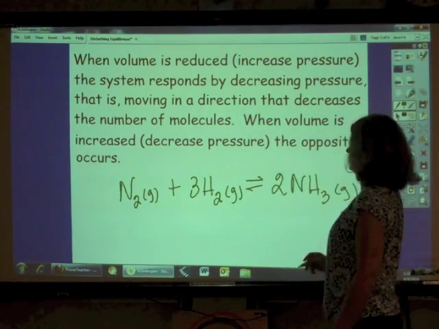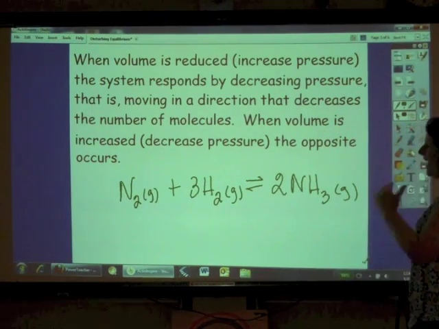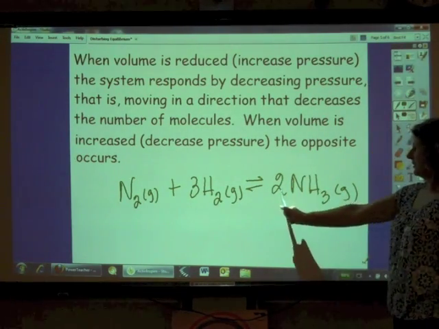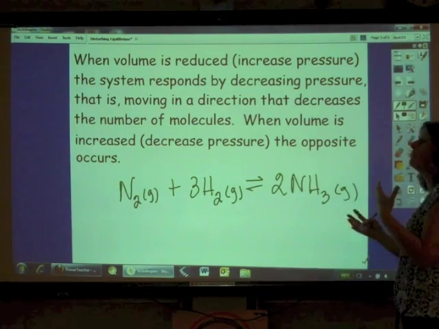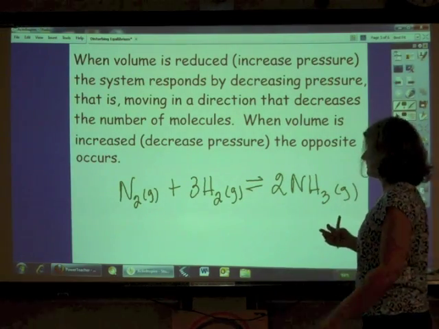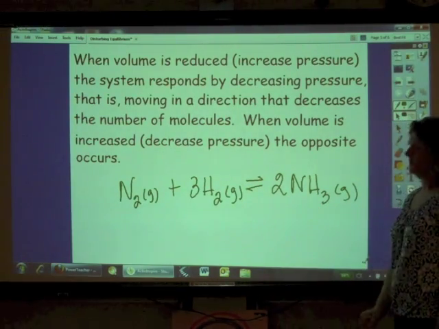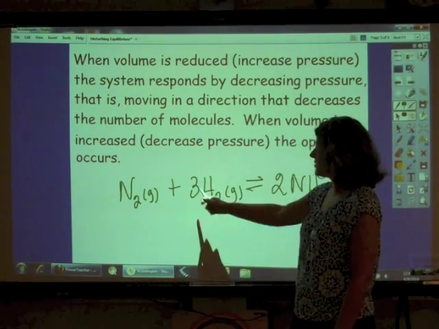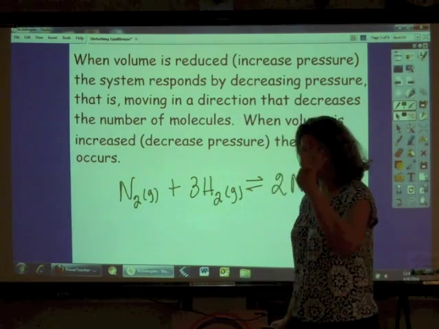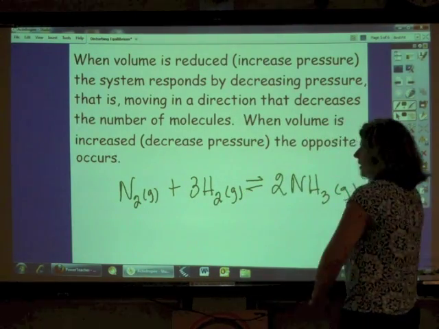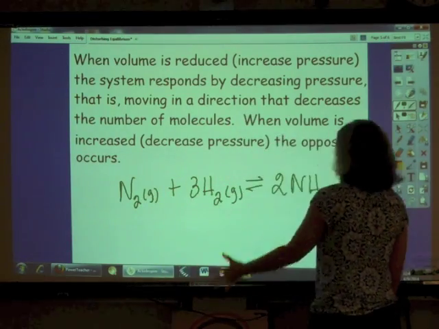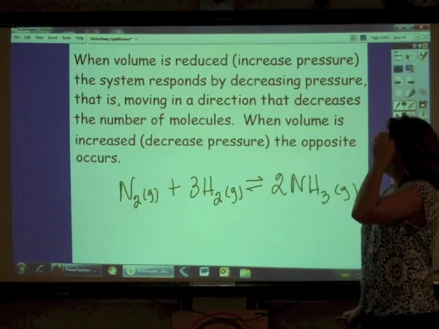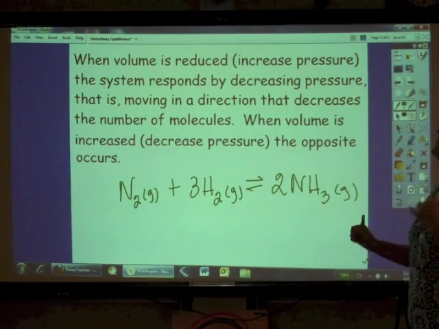Okay. Now, this side, the product side, has 2 molecules or 2 moles, depending on the magnitude we want to talk about. So we've got 2 molecules, and this side, the reactant side of the equation, has 3 plus 1, which is 4 molecules. More molecules on this side in relation to this side. 4 become 2, okay?